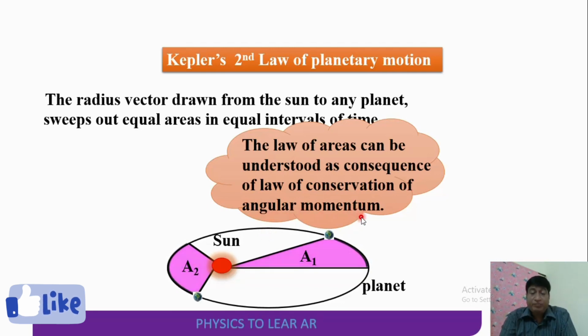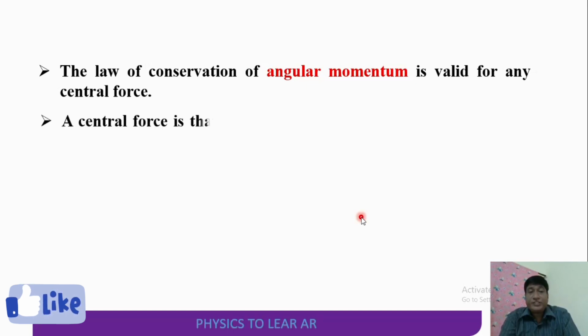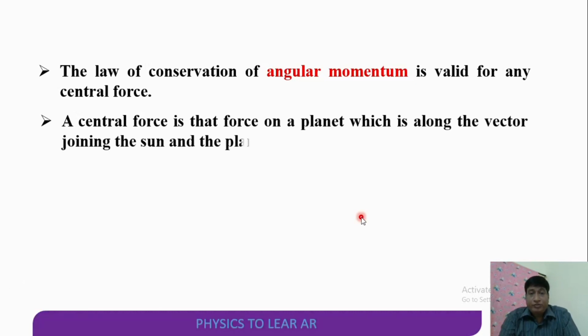The law of areas can be understood as a consequence of the law of conservation of angular momentum. Regarding angular momentum, we have discussed in system of particles that L is equal to I omega, where I is the moment of inertia, I equals m r square. With that concept, we are now going to prove that it sweeps out equal areas in equal intervals of time. This law of conservation of angular momentum is valid for central forces. What is the meaning of central force? A central force is a force on a planet which is along the vector joining the sun and the planet.